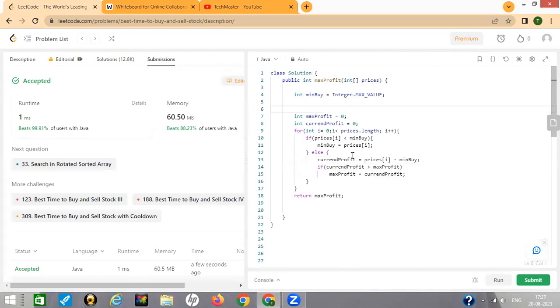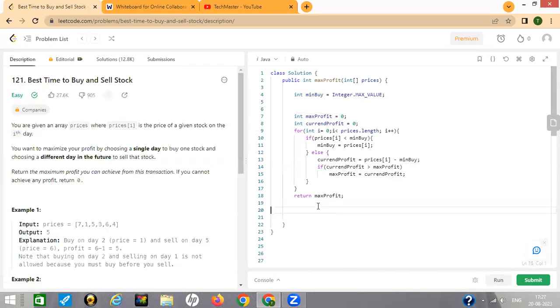And what's the time complexity here? The time complexity will be big O of n, because we are just iterating through the array once.